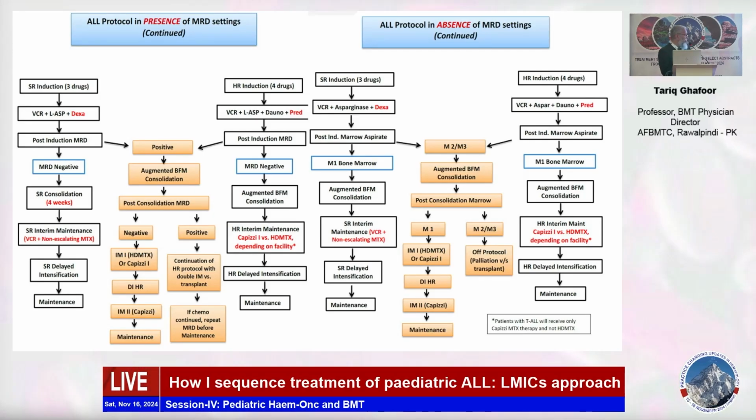So if the marrow is M2 or M3, then we go on the augmented BFM consolidation, and then escalating Capizzi. If it is again M2 or M3 after post consolidation, the patient is taken off the protocol or goes for palliative care.